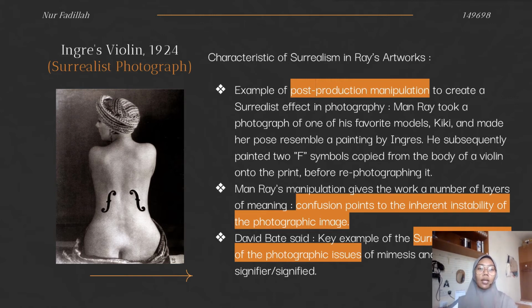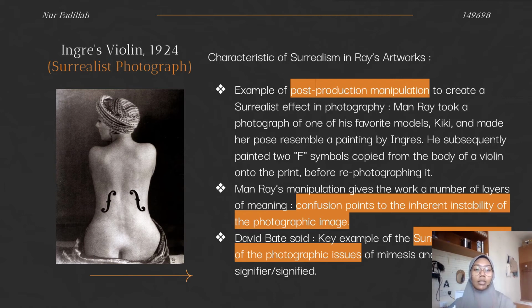To create this work, Man Ray took a photograph of his favorite model, named Kiki, and made her pose to resemble a painting by Ingres. If I'm not mistaken, Ingres is one of the Romanticism artists. Man Ray subsequently painted two f-holes copied from the body of a violin onto the print before re-photographing it. This is a powerful example of post-production manipulation being used to create a surrealist effect in photography. Post-production manipulation is one of the characteristics of surrealist photography.